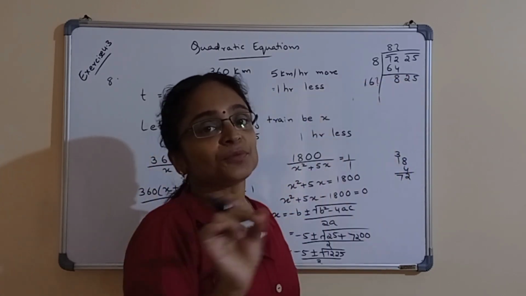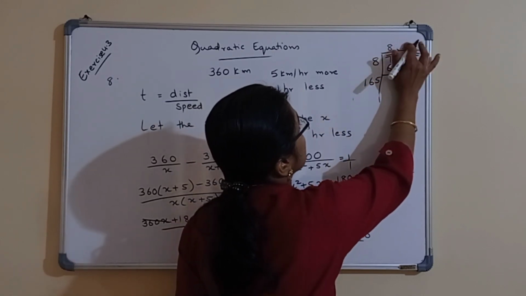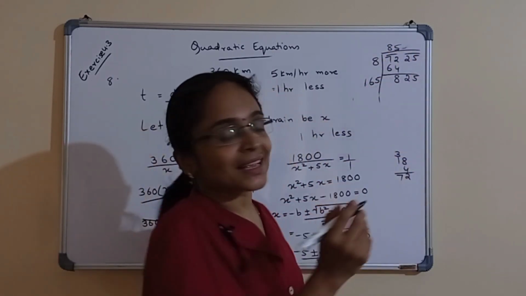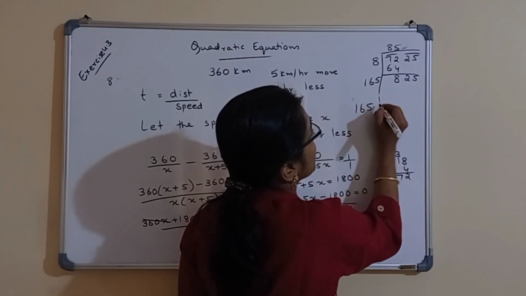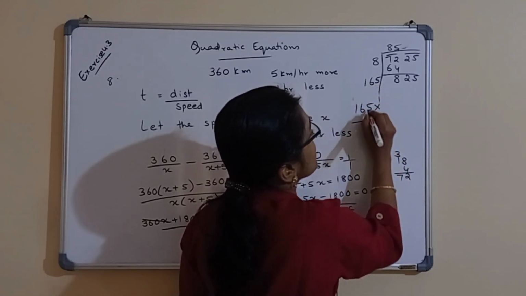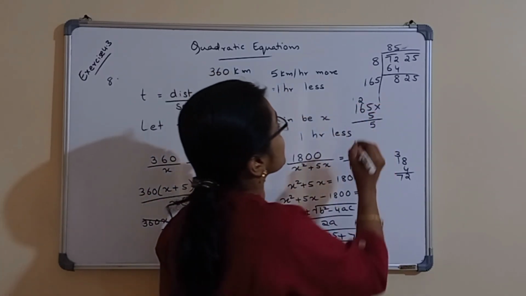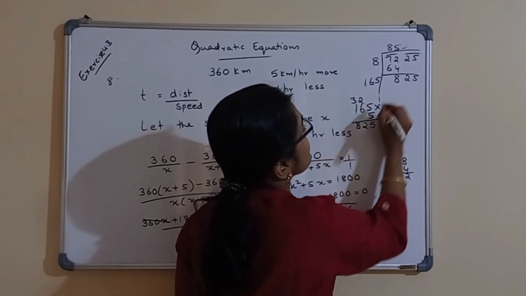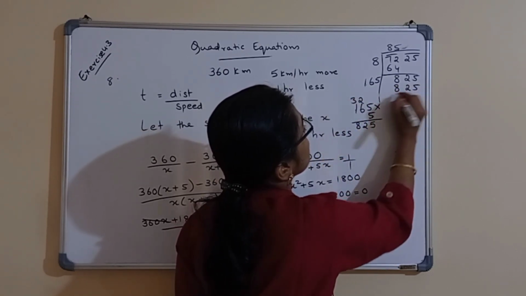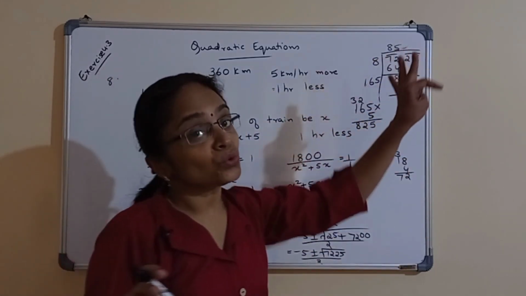Last digit is 5 means we can have 5. So let us see if it is 5. If the number is 85, so 165, we have to multiply this by 5. So 5 into 5 is 25. 6 into 5, 30. 30 plus 2, 32. Then 5 plus 3, 8. So 825. So 85 is the square root of 7225.